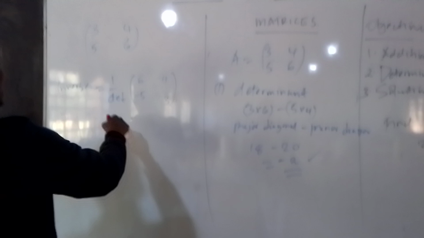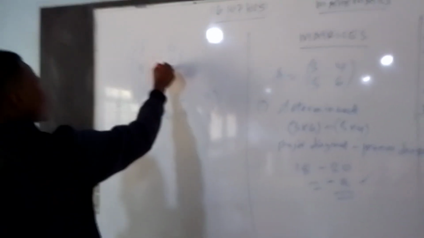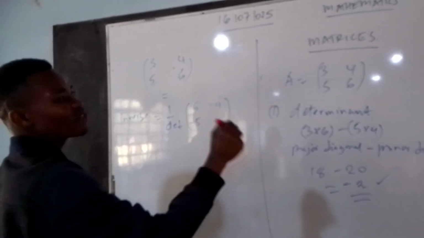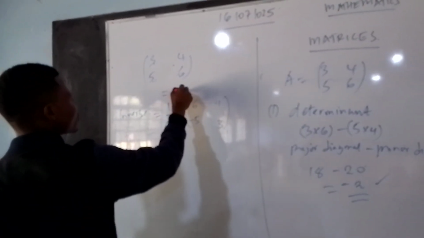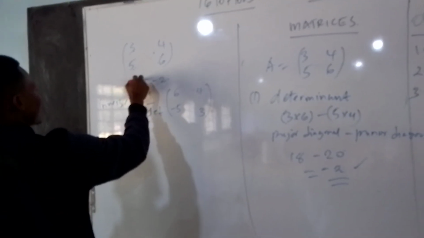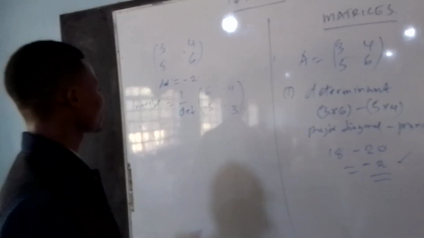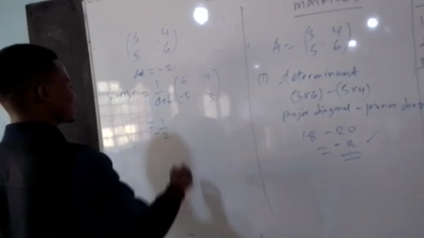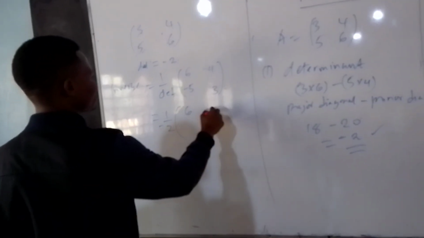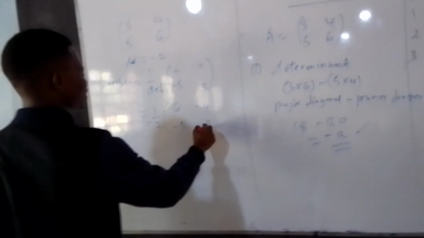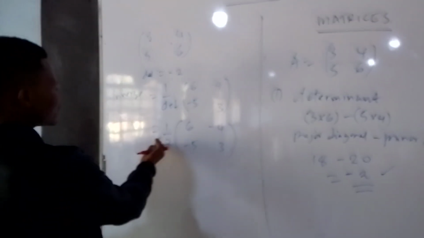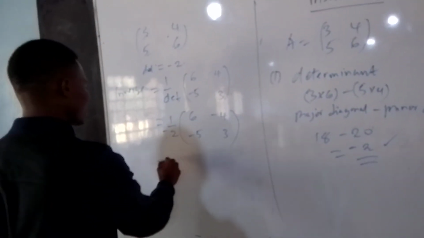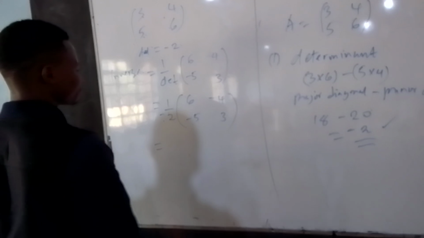But we have the determinant. Determinant of this one, which of course we found originally, was negative 2. Because I already showed you how to get the determinant. Then 1 all over negative 2, into 6, negative 4, negative 5, then 3. You can multiply everything here by negative half. So this one will be negative half times 3.